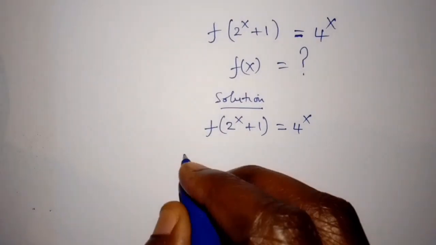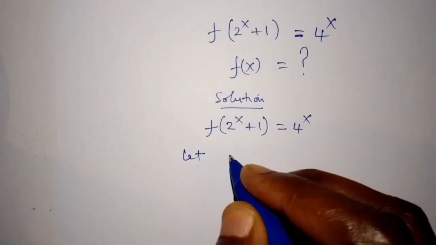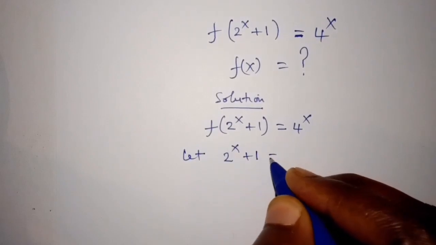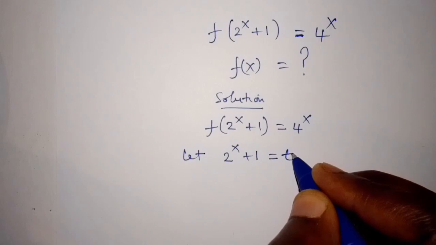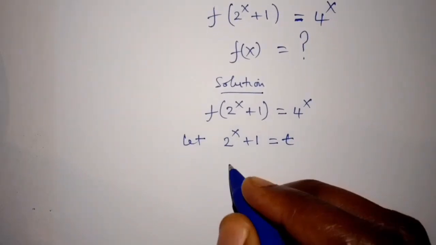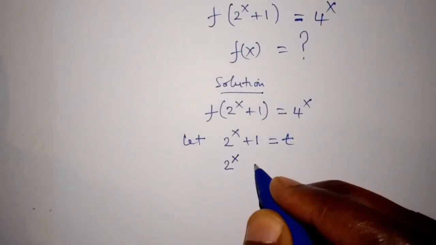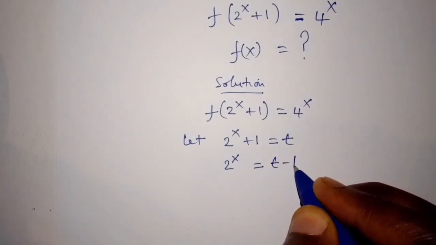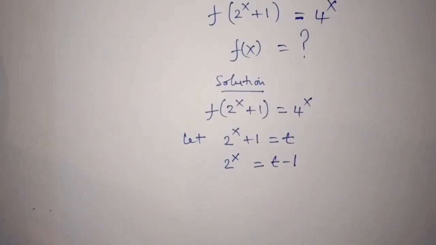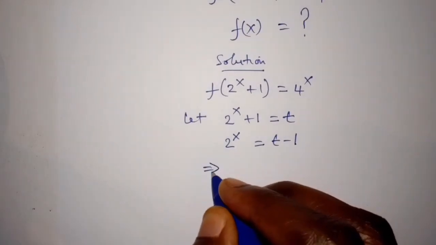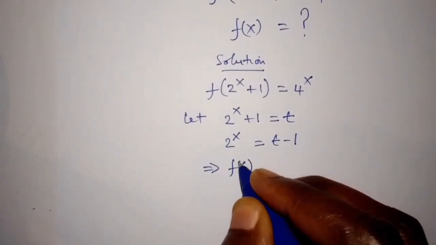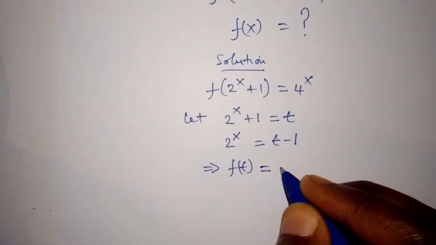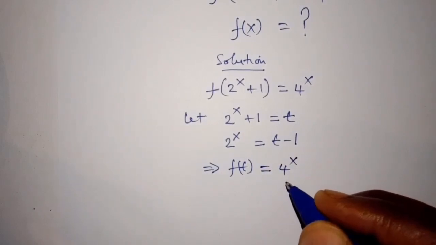We can say that let 2^x + 1 be t. Then 2^x equals t minus 1. This implies that f of t equals 4^x.